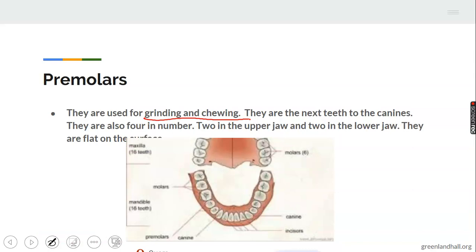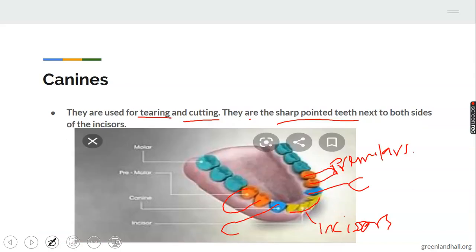I will show you that colorful picture once again. You can see them here. You see these 3 together here, and then these 3 together here. These are the molars. Molars and premolars are used for grinding and chewing. The molars are broader, as in the surface is broader than that of the premolars. They are bigger, and then they can chew better than the premolars.